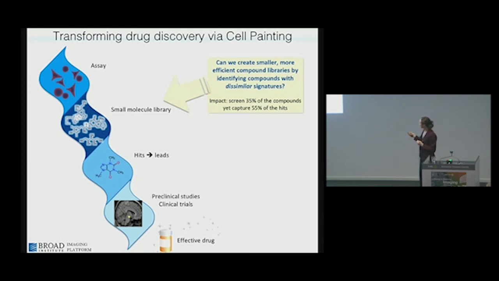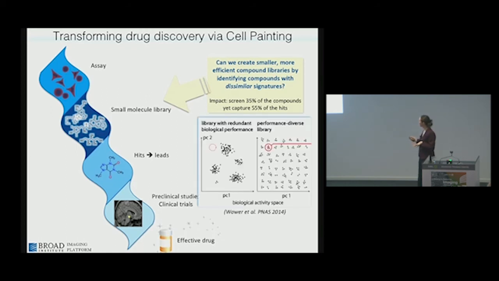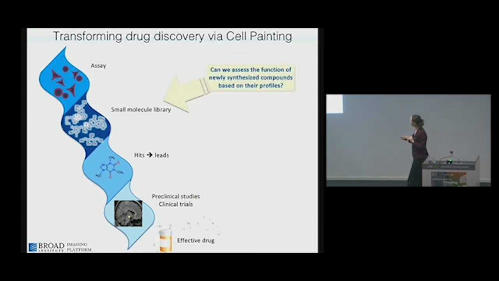Another example application, we could create smaller, more efficient compound libraries by identifying compounds that are dissimilar from each other. So if you're thinking of testing a bunch of compounds, you don't want to test 50 of them that kind of do the same thing. And so what we would do, and this has been done and published, is run the library through a single imaging assay and let that select just a few examples from each of the different clusters.